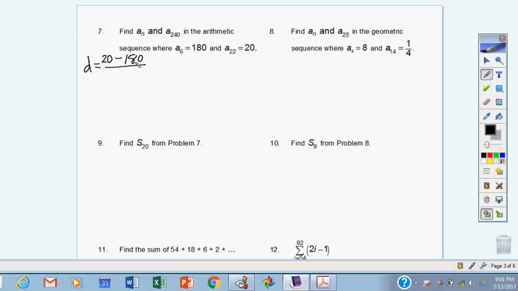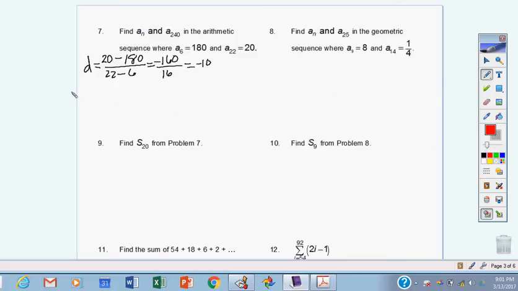So 20 minus 180, all over 22 minus 6. We got ourselves a negative 160 divided by 16. So that would be negative 10. All right, so the values are going down by 10 every time. We do need our first term in order to write our nth term or find the 240th term.